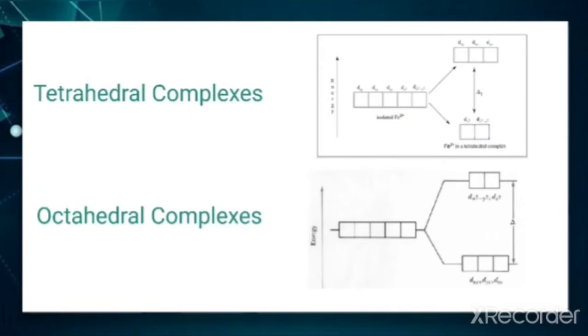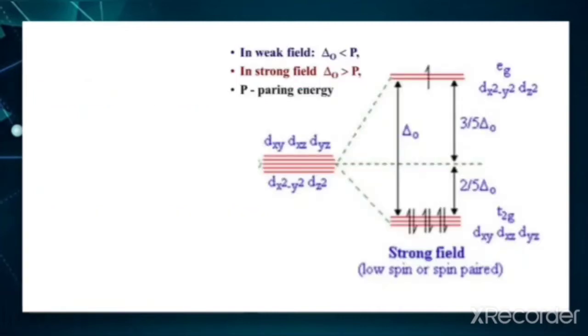Now here the splitting is actually taking place, but depending upon the ligand, the splitting can be greater or lesser. So the delta naught value for the case of a weak field ligand is less. That means the splitting is less, but in a strong field the splitting is greater.